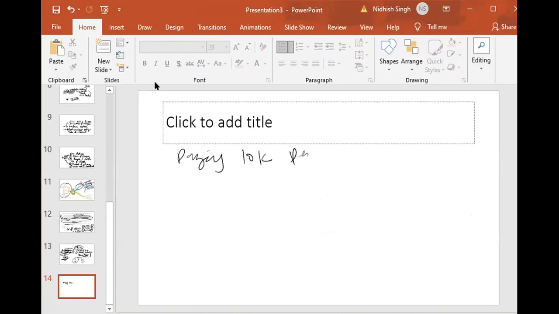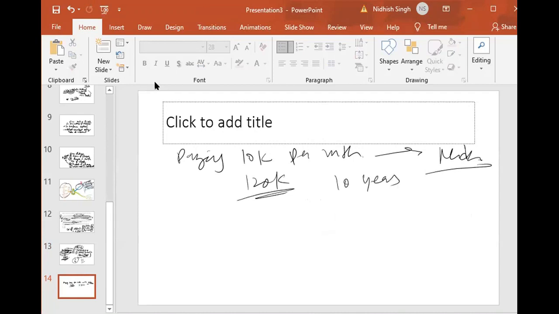Okay, so under lease accounting in IFRS, suppose you are paying 10K per month to, say, Nidhish and company, for a plant every month, right? So in a year you are paying 120K, and how many years are you going to pay? 10 years, and you take a 10% cost of capital, so 120K for 10 years, right?